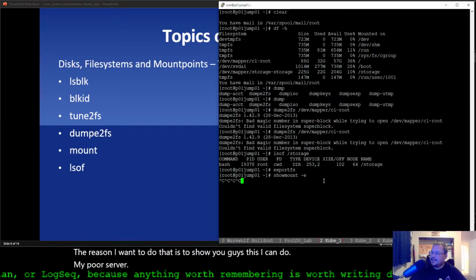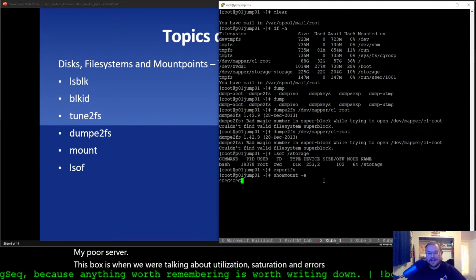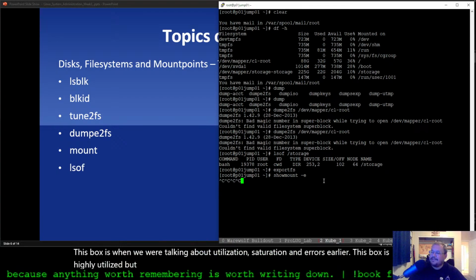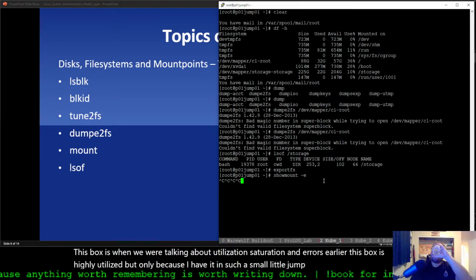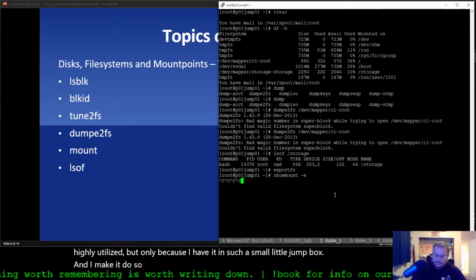Remember we were talking about utilization, saturation, and errors earlier. This box is highly utilized, but only because it's such a small little jump box, and I make it do so much. All right, come on, system.